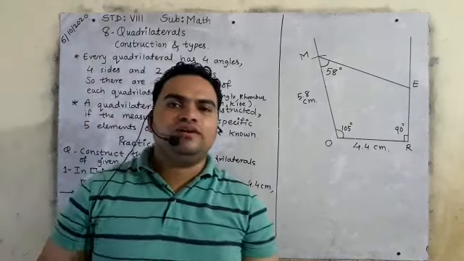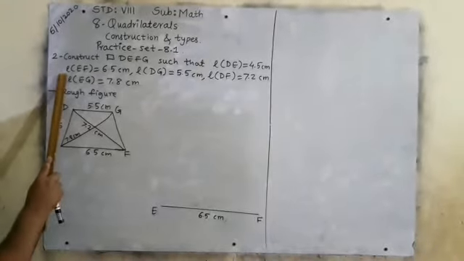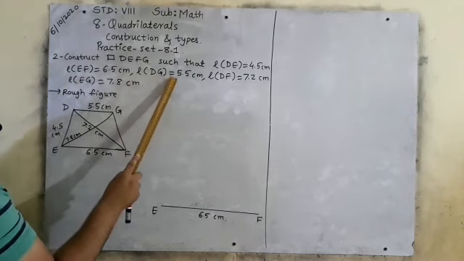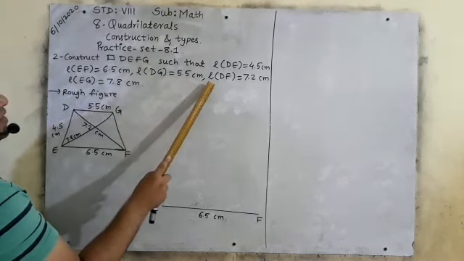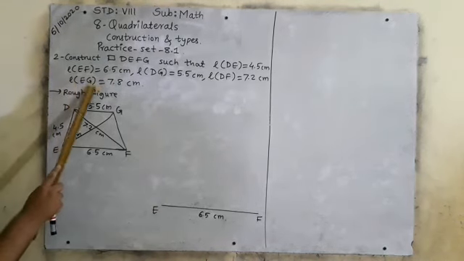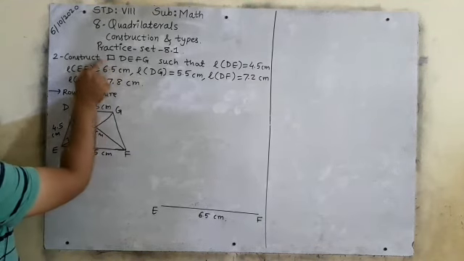I hope you understood. So dear students, now we will see the second construction. Please look at the board. Construct quadrilateral DEFG such that length DE is equal to 4.5 centimeter, length EF is equal to 6.5 centimeter, length DG is equal to 5.5 centimeter, and length DF is equal to 7.2 centimeter, length EG is equal to 7.8 centimeter.